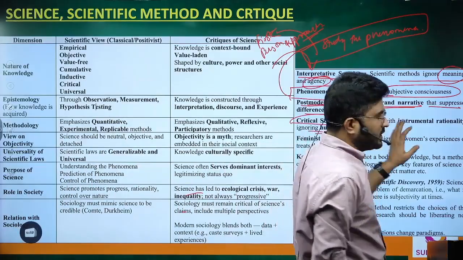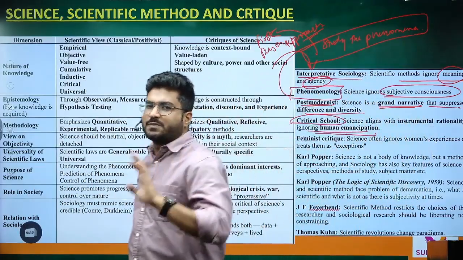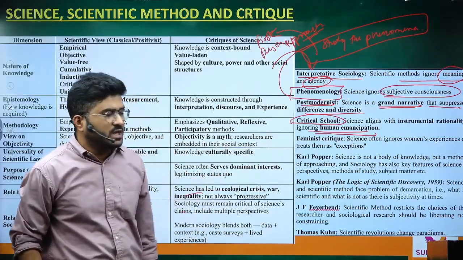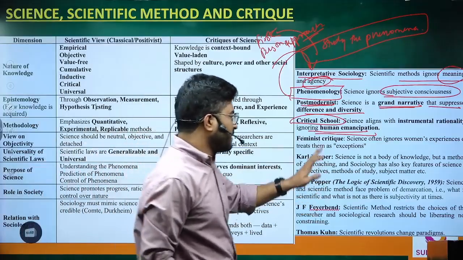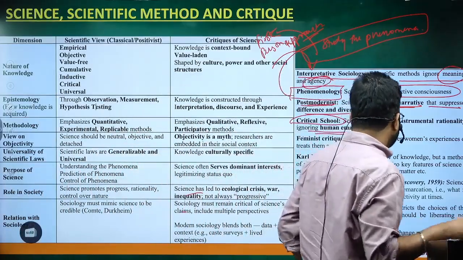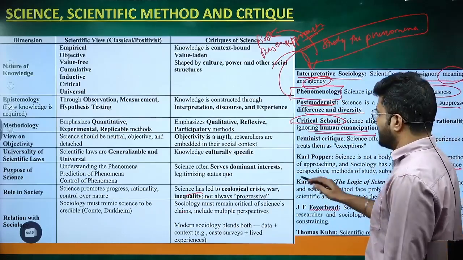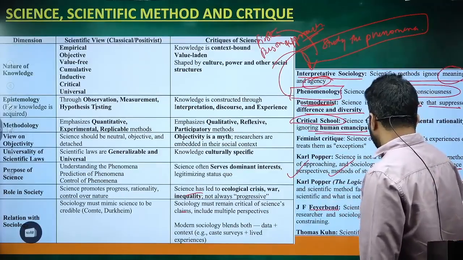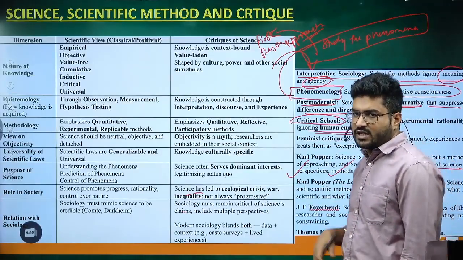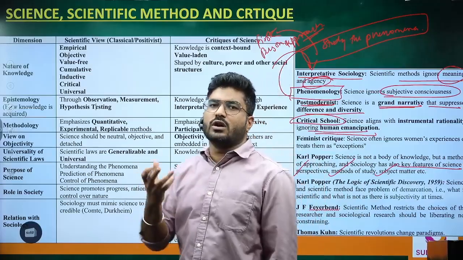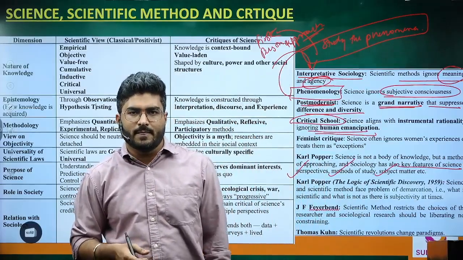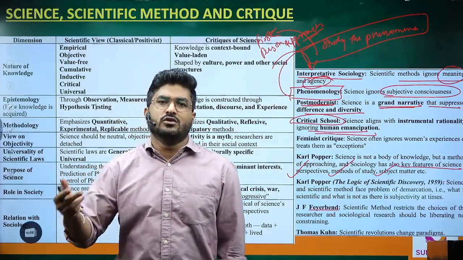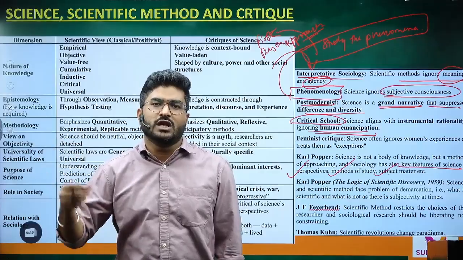देन फेमिनिस्ट क्रिटिक्स, they say that they ignore the women's experiences. Science ignores the women's experiences. Then Karl Popper says that science is not a body of knowledge but a method of approach, and sociology also has key features of science, like sociology also has perspectives, sociology also needs methods of study, and sociology also has subject matter. What is that subject matter? That is, what is the core demand of the syllabus or this particular discipline. For Durkheim it is social facts. For Weber it is social action. For Talcott Parsons, social action in a social system.